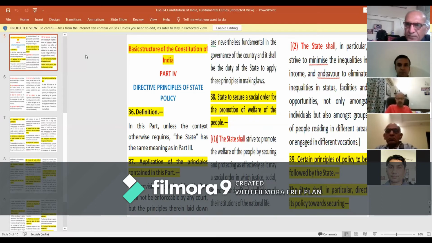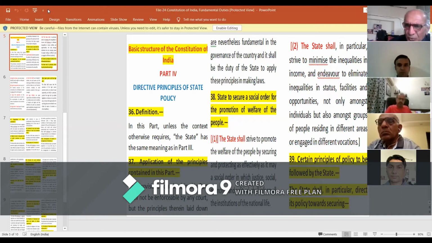We have this legislative constitutional sanction: the provisions contained in this part shall not be enforceable by any court, but the principles therein laid down are nevertheless fundamental in the governance of the country, and it shall be the duty of the state to apply the principles in making laws. So what does this clause exactly imply?